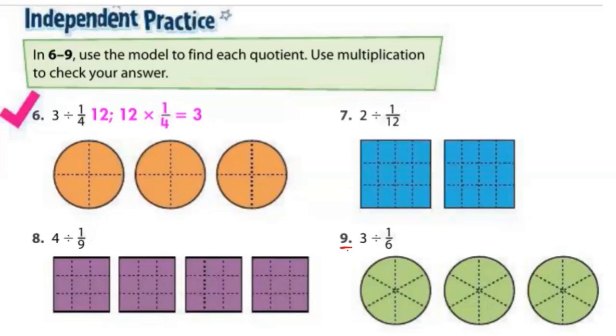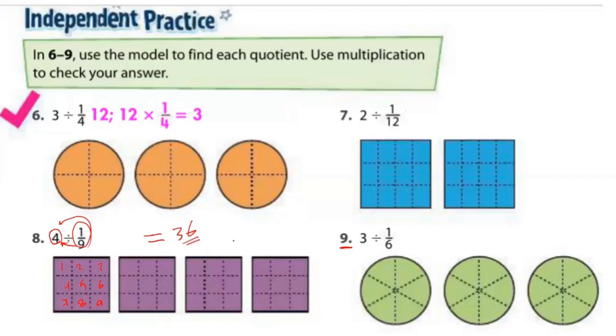I will skip 7 and solve number 8. In number 8, 4 divided by 1 over 9. It means I'm going to draw 4 models and divide each one into 9 pieces. After that, I'm asking you how many ninths are there in 4 wholes. It means counting the total number of pieces here. 1, 2, 3, 4, 5, 6, 7, 8, 9. 9 pieces. 9 pieces multiplied by 4 will give you what? Will give you 36 pieces. If you complete counting, you will reach the final number here, 36.